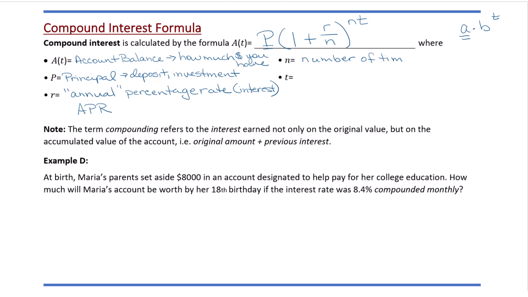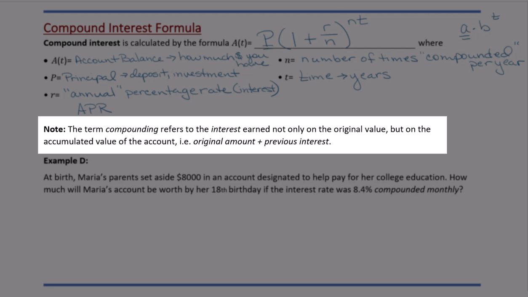N is the number of times compounded per year, and we'll go over what compounded means here in a second. T is your time, and in this formula, since we're dealing with interest rates, it's always going to be in years. So compounding, that term refers to the interest earned not only on the original value or the principal that you put in, but also on the accumulated value of the account.